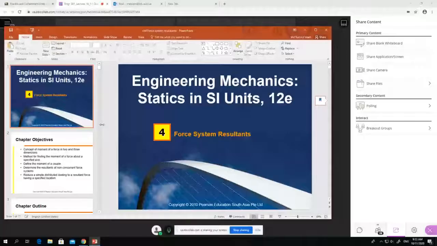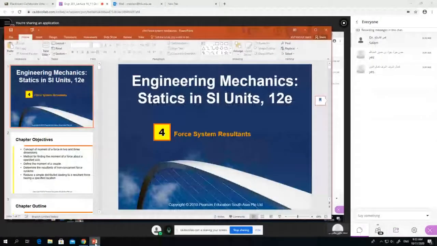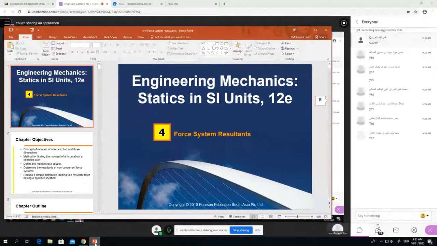If you can hear me, now we want to start our lesson today, and I want to share the slide. Can you see the screen? Hello. Can you see my screen? Okay, the answer is yes, right? All right. If it is yes, then we start now.